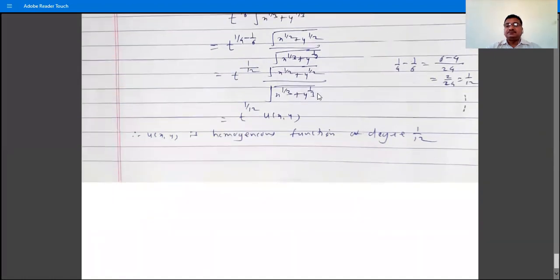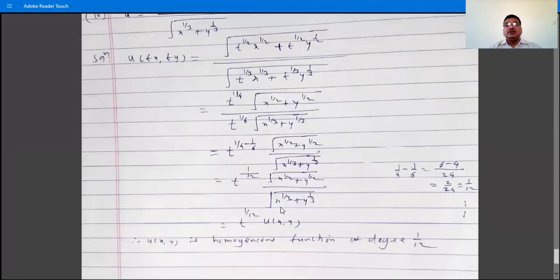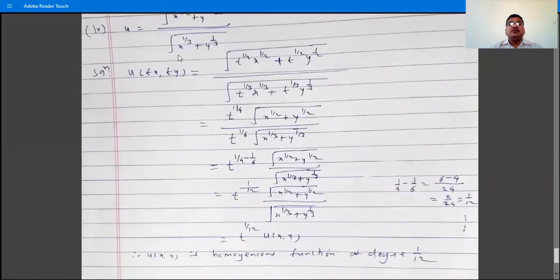So we have t raised to 1 by 12, and this function as it is, the root of x raised to half plus y raised to half divided by x raised to 1 by 3 plus y raised to 1 by 3. And this is u(x,y), root of x raised to half plus y raised to half divided by x raised to 1 by 3 plus y raised to 1 by 3. This is u(x,y) or u. And so what we have? We have u(tx, ty) is equal to t raised to 1 by 12 u(x,y). And so by using the definition of homogeneous function, it is a homogeneous function. This u(x,y) is a homogeneous function of degree 1 by 12.